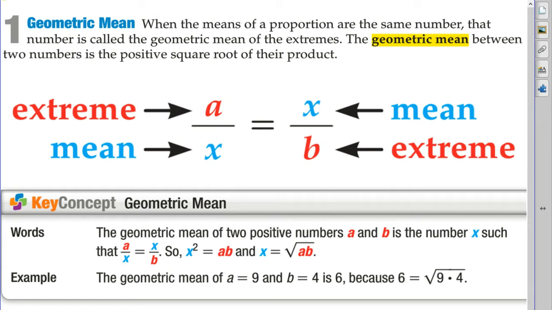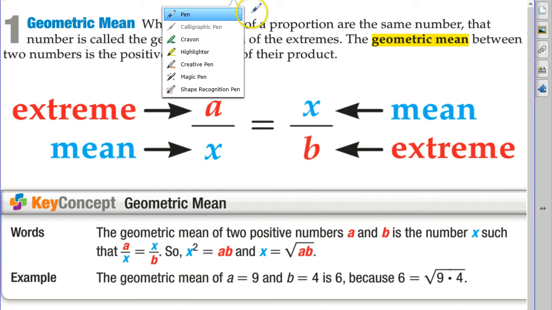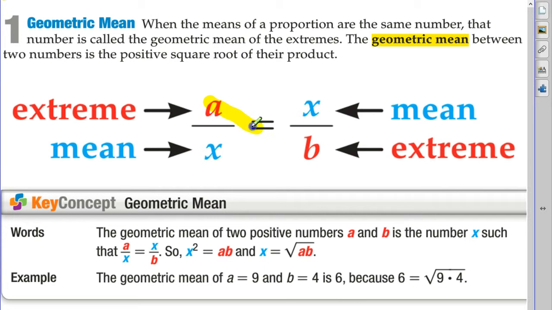Now, to solve a proportion, remember we cross multiply. We multiply a times b, and then x times x. So you can see down here a over x equals x over b; cross multiply, x times x is x squared equals ab. How do you solve that? You take the square root of both sides. So the quick, easy way to find the geometric mean is to multiply the two numbers together and take the square root. Here's the book's example: 9 and 4 are a and b. Their geometric mean is 6, because 9 times 4 is 36, and the square root of 36 is 6.